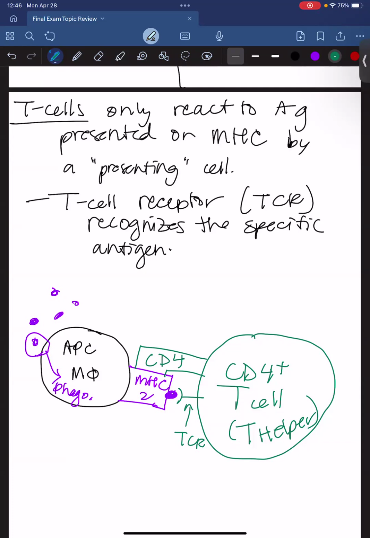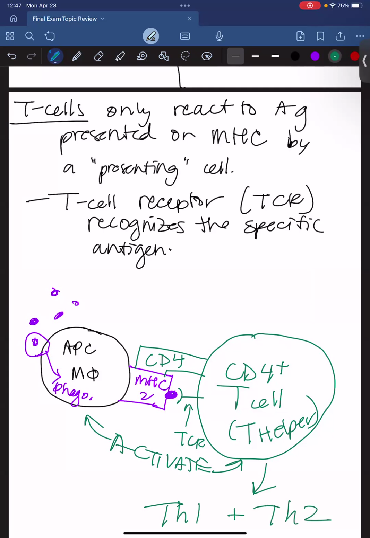That antigen presenting cell got outside antigen and put it onto MHC2, which presents outside antigen. The only type of cell that can react to MHC2 with antigen is our CD4 positive T helper cell. Now that T helper cell gets activated, they cross-activate one another because of this interaction. And then that leads to TH1 and TH2, always. Always both of them will get made.